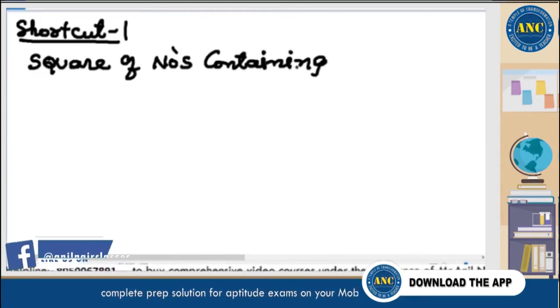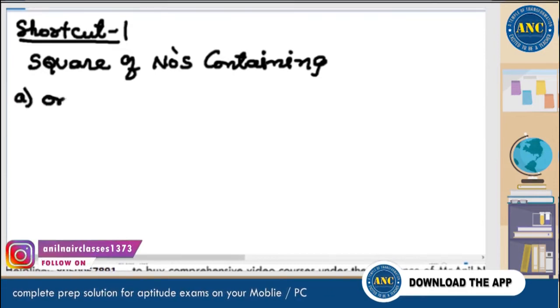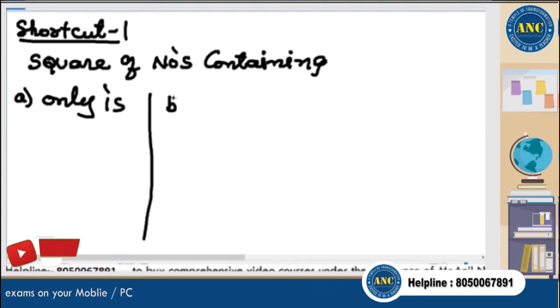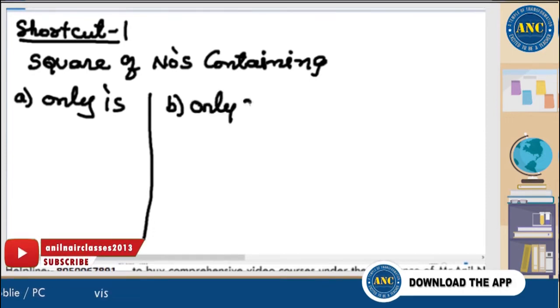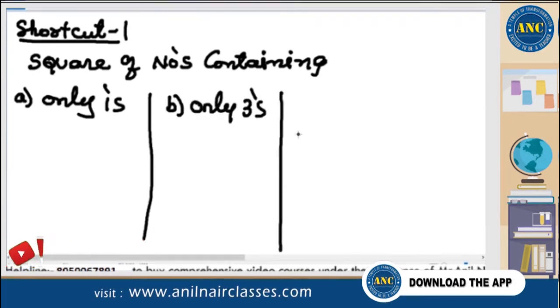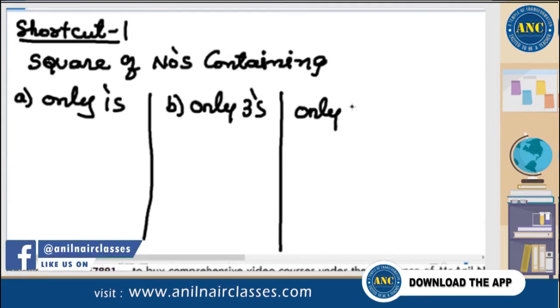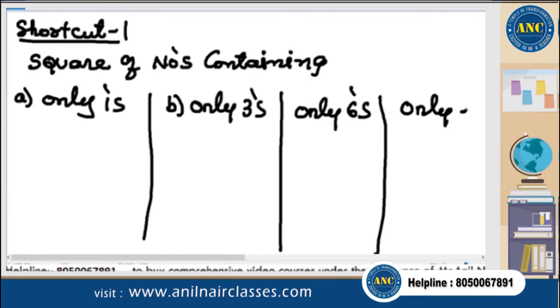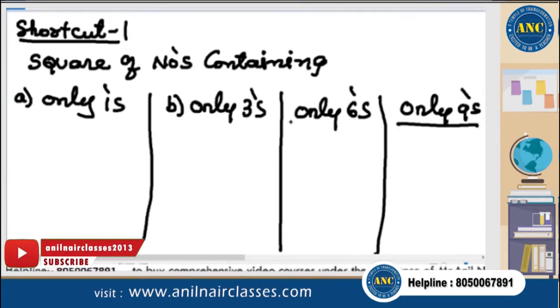Squares of the numbers containing... Write down 4 things. First is only ones. Next is only 3s, only 6s and only 9s. Write down as it is. Not only this problem, in future problems also this concept you should know.